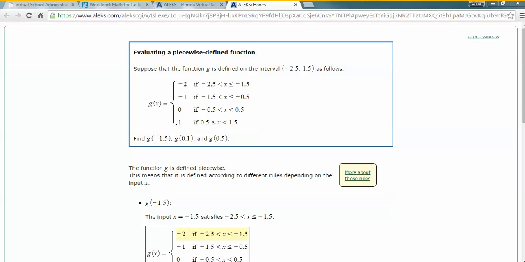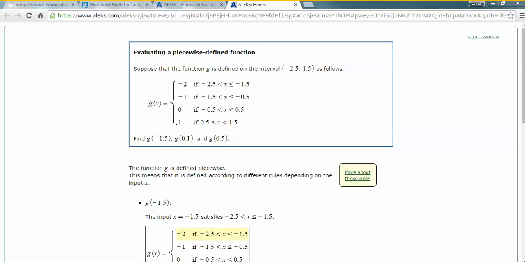So let's look at this problem together. This involves evaluating a piecewise defined function. Hopefully by this point you've tried at least 2 or 3 of these problems on your own, so this looks familiar to you. But here's how this works.